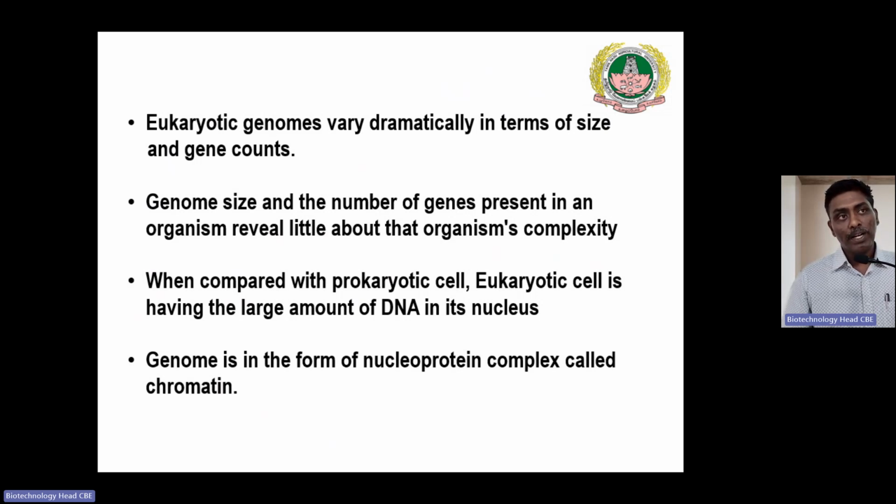When compared with prokaryotic cells, the eukaryotic cell has a large amount of DNA in its nucleus, because the nucleus is present only in the eukaryotic cell. Prokaryotic cells do not have a well-developed nucleus or nuclear envelope. So the genome is in the form of a nucleoprotein complex called chromatin.